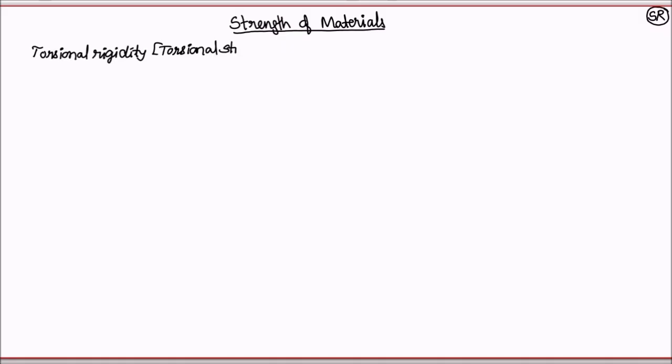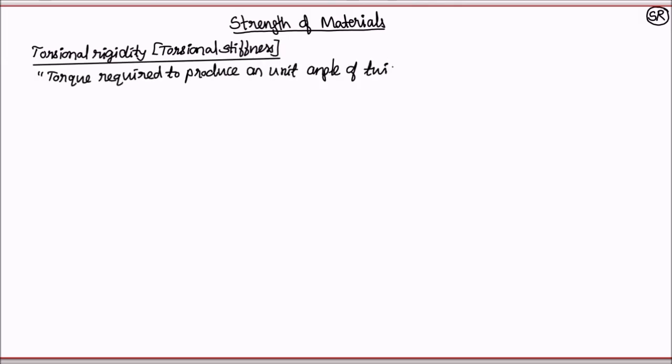One of the important definitions is called torsional rigidity. It is the torque required to produce a unit angle of twist in unit length of the shaft. That is the definition of torsional rigidity or torsional stiffness. So TR is equal to T by theta. T is torque and theta is angle of twist.